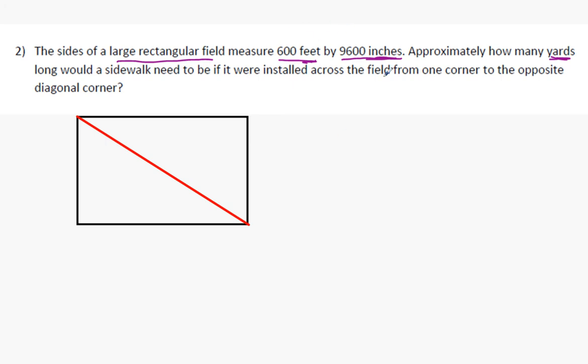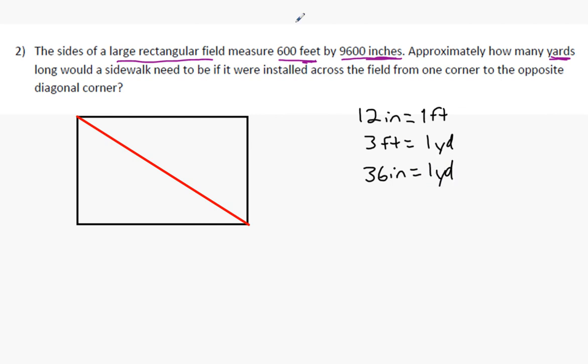Alright, so our big issue here is our conversions. We have feet, inches, and yards. So let's start with the smallest. 12 inches is equal to 1 foot. And then 3 feet makes 1 yard. And so then we can combine these two. There's 12 inches in 1 foot. So 3 feet would have 12 times 3 inches, which is 36 inches to make 1 yard.